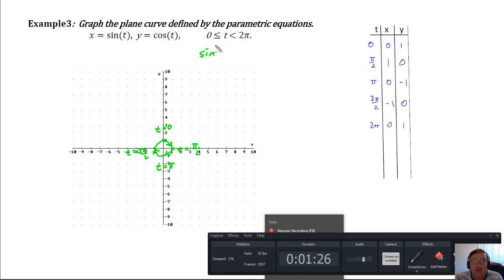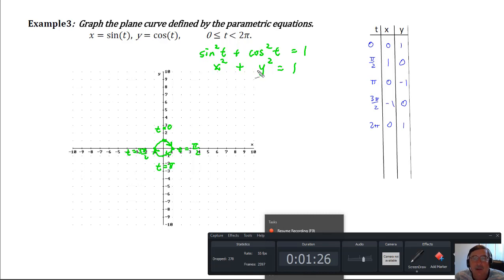Let's take sine squared t plus cosine squared t equals 1 here. And guess what we're going to put in for sine t? We're going to substitute x in here, which would make this x squared, and for cosine, y squared, equals 1. And back to your algebraic days, you can note that this is the equation of a circle with center 0, 0 and radius of 1.